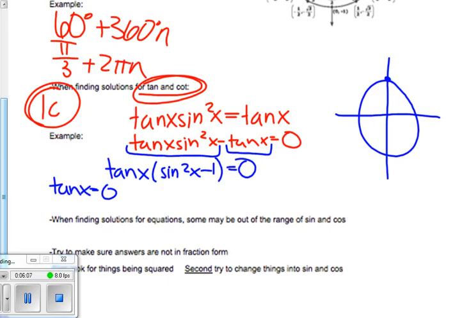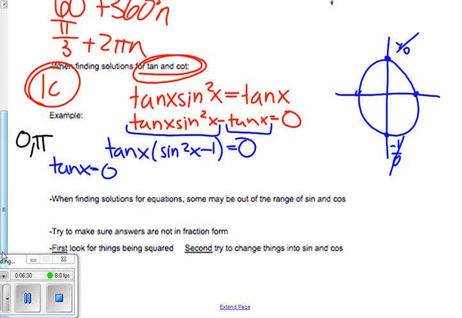So, would it be here? No, because that would be 1 over 0, which is undefined. What about here? Negative 1 over 0, so not those two. It would be here and here, at 0 and pi. So 0 and pi are two of our answers. But now this is where it gets tricky, and you have to be careful when working on these problems. Let's look at sine squared of x minus 1.